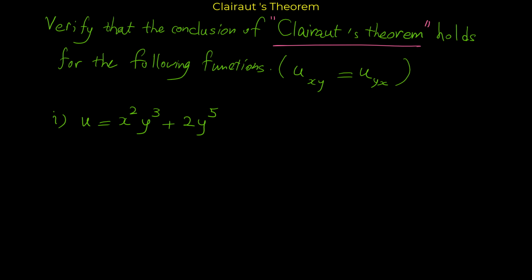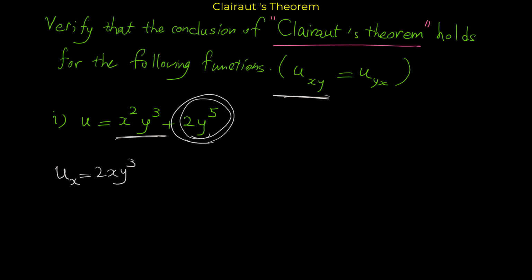The first function is u equals x squared y cubed plus 2y to the 5. We start with this part. So we want to find ux, the partial derivative of u with respect to x. This is a relatively simple example. What is the derivative of this part with respect to x? The derivative of x squared is 2x and y cubed is a constant. And the derivative of this part, because it has no x, is 0. So ux, the partial derivative with respect to x, is 2xy cubed.